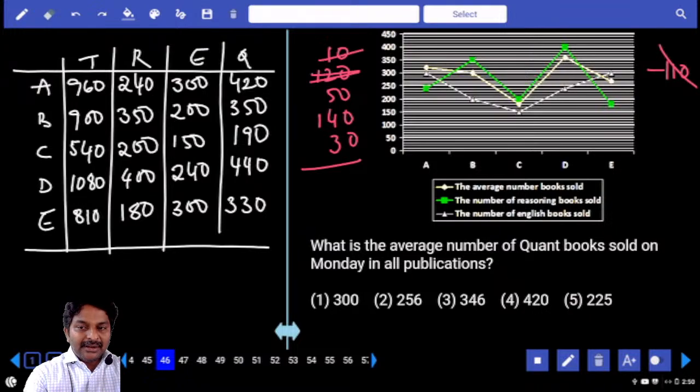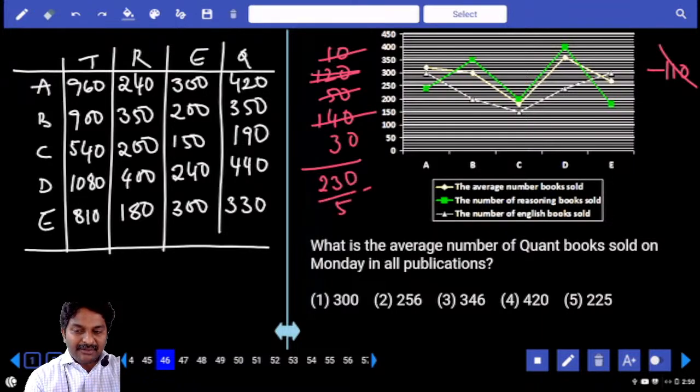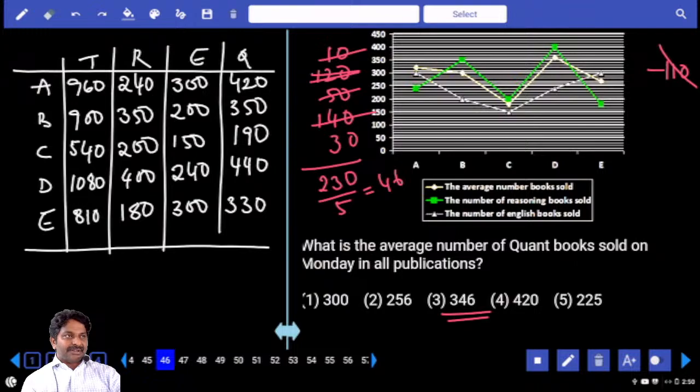10, 50, 60, 60, 140, 200, 230. Average by 5, which is 46. After making every number 300, we still have 46 more, that is 346. Or otherwise sum of all the numbers divided by 5 also you can do.